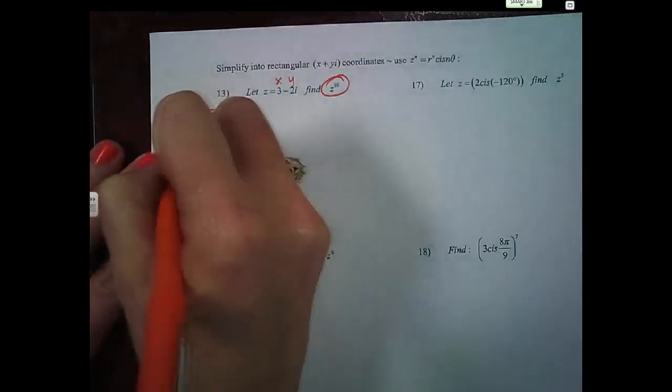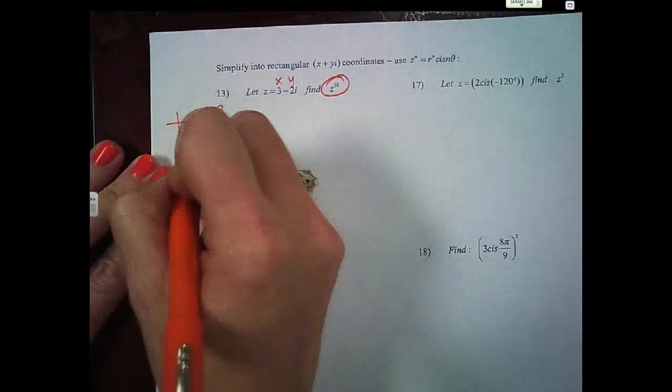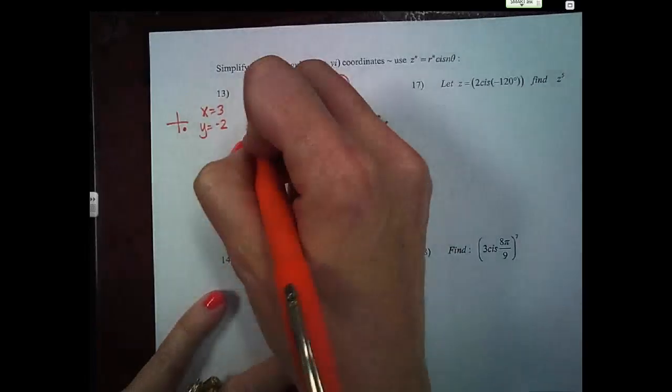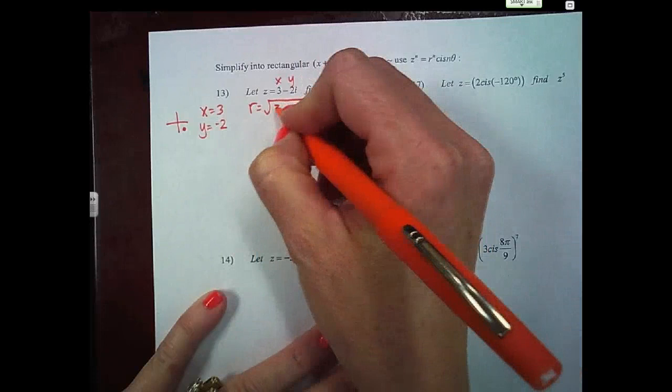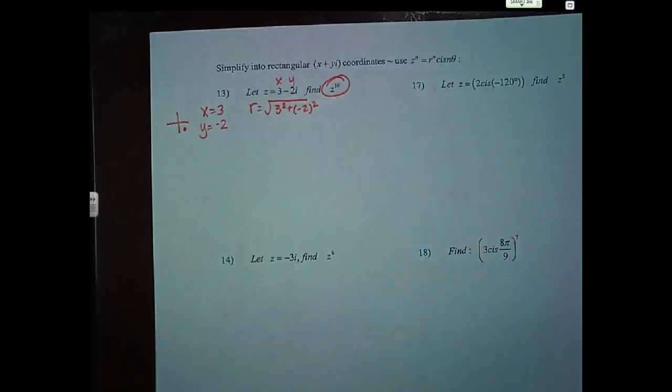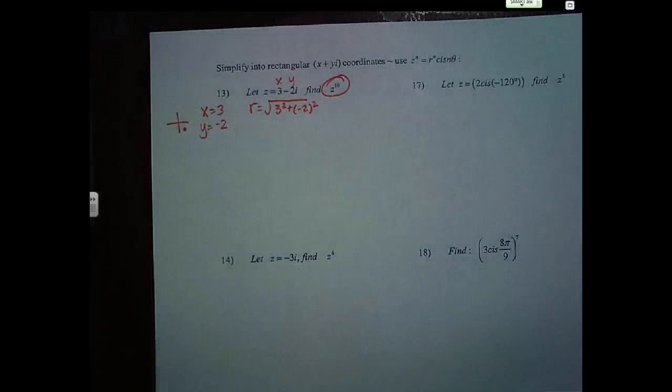If you were going to map where that would be, you're in quadrant 4. We need to check that. So now, first thing is r in CIS form, so you're going to find r. r is the square root of 3 squared plus negative 2 squared. Okay? So once you do that, what do you end up with? The square root of how much? 13. So r is the square root of 13.